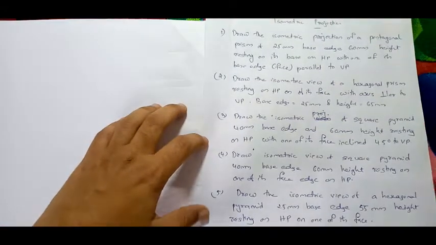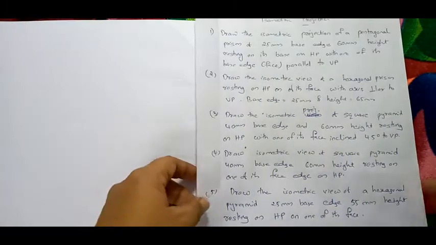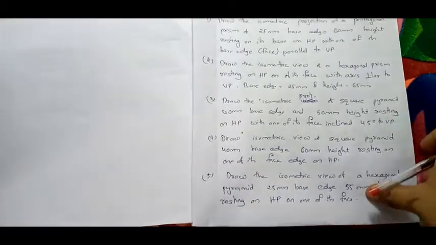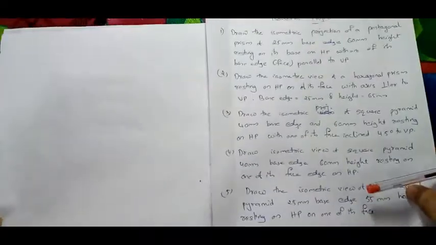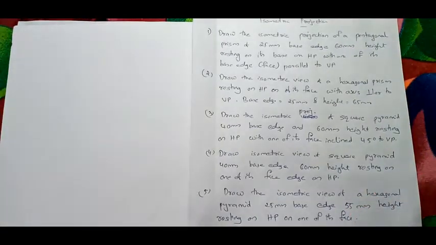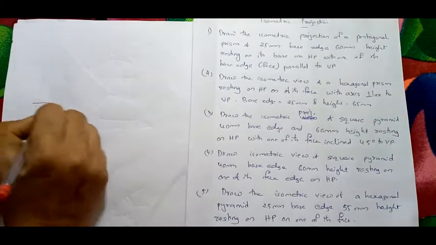See, the third question also is very simple. Draw the isometric projection of a square pyramid 40 mm base edge and 60 mm height, resting on HP with one of its faces inclined 45 degrees to VP. So one of its faces they have told, inclined to VP, not to HP. So it's a simple position already given. So I'm going to draw it. First we'll start with the XY line. Draw the XY line.